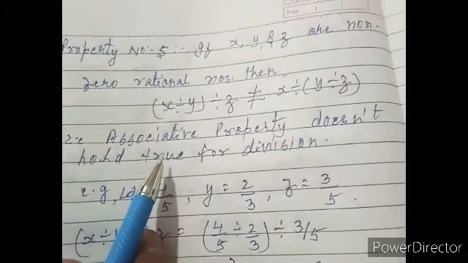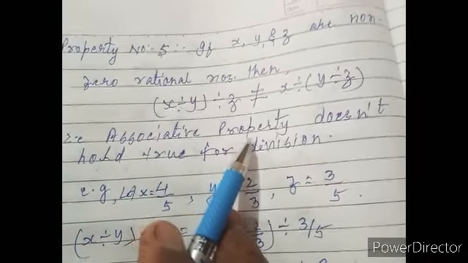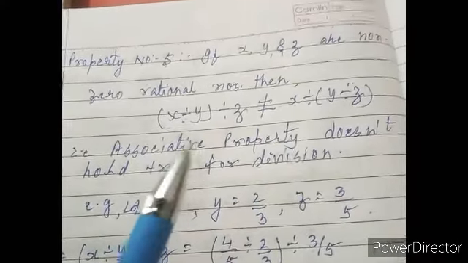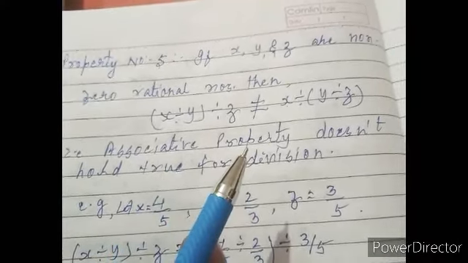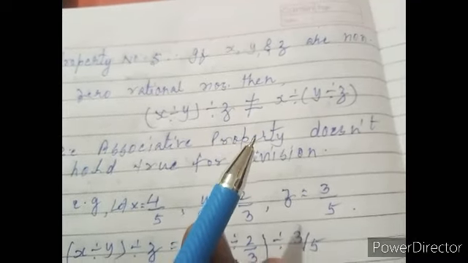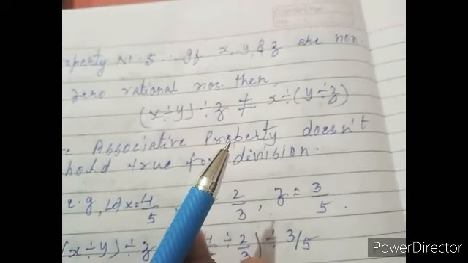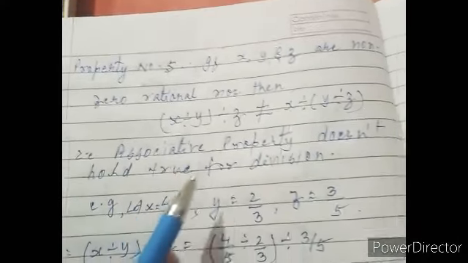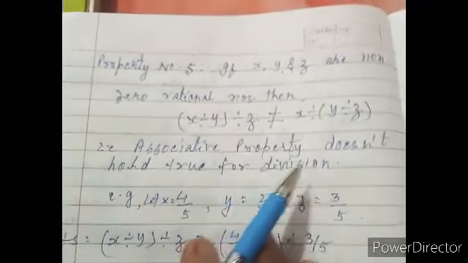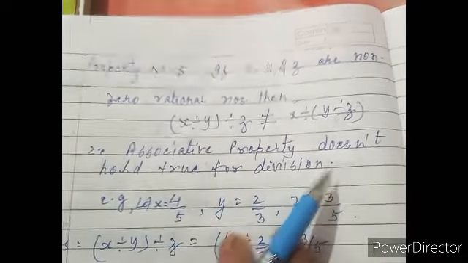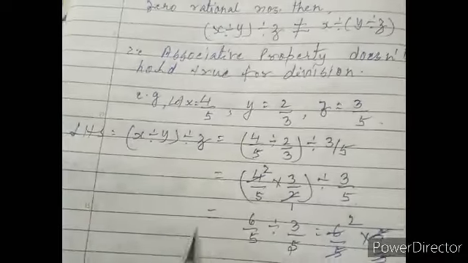That is, associative property doesn't hold true for division. We have seen associative property holds true in the case of addition of rational numbers. It also holds true in the multiplication of rational numbers, but here the associative property doesn't hold true for division of rational numbers. Let us see with an example.